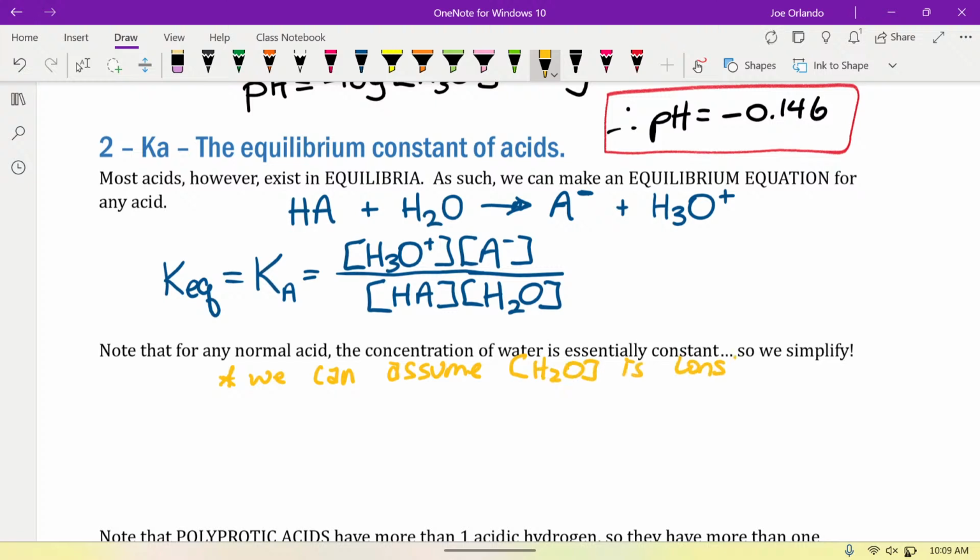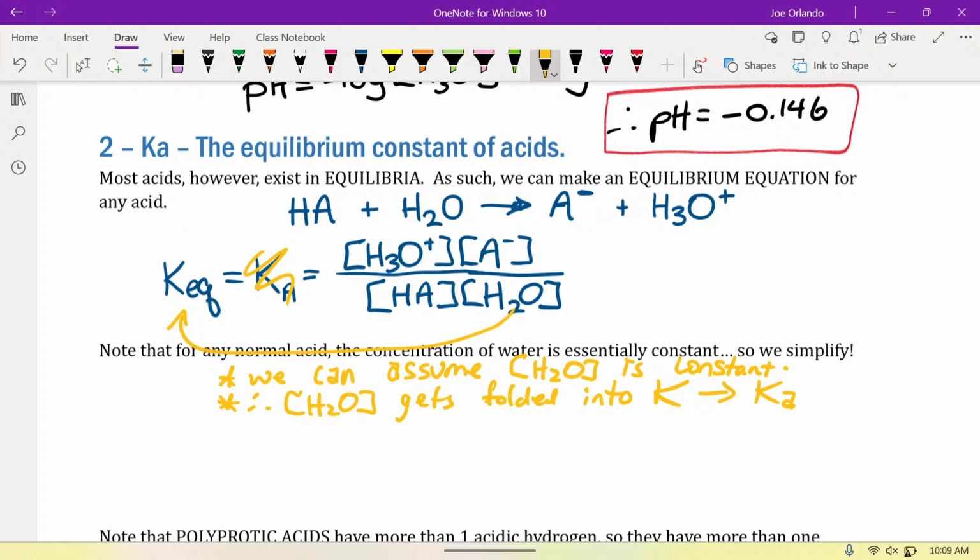In fact, that's what Ka means. Therefore, the concentration of H2O gets folded into the K value. We just put it over here with K, and now we call it Ka. So it's not really called Ka until we move the concentration of H2O over, and just treat it as a constant. Does that make sense? If you were doing hyper accurate calculations with very strong acids, then you would actually have to go back and work with a KEQ value, and you'd have to deal with the concentration of water. For all practical chemistry, it doesn't matter. Does that make sense?